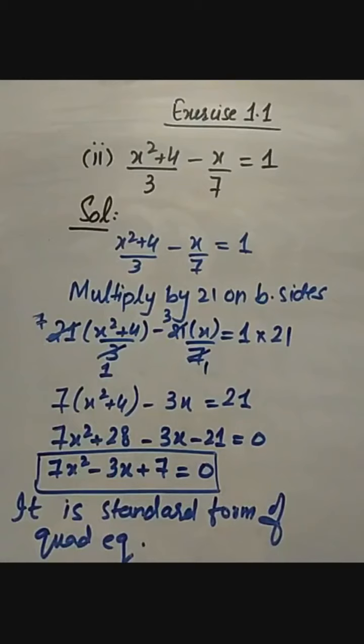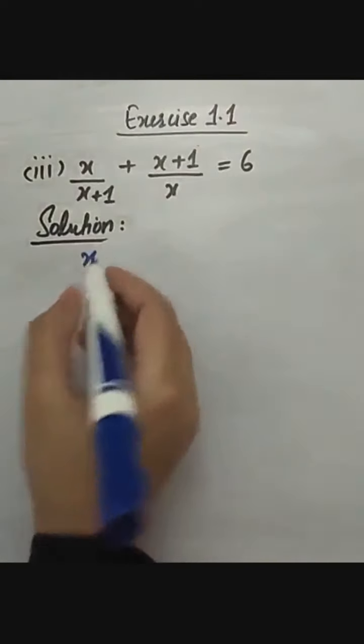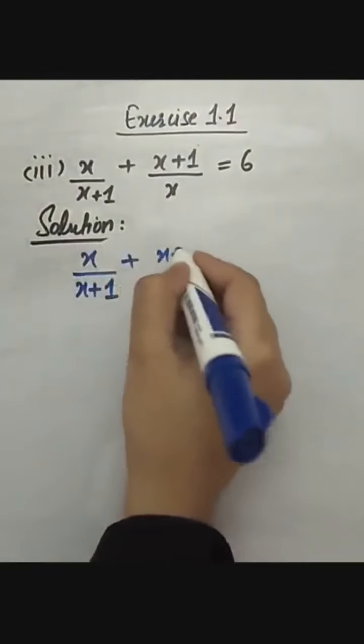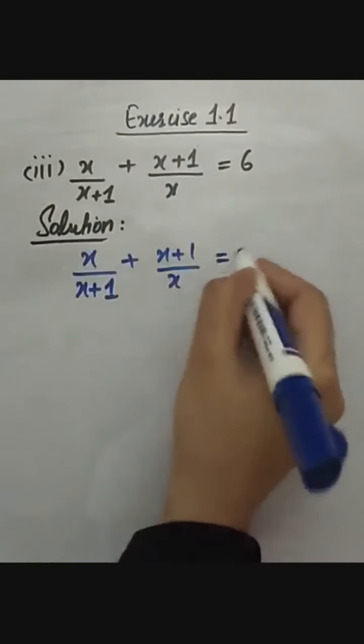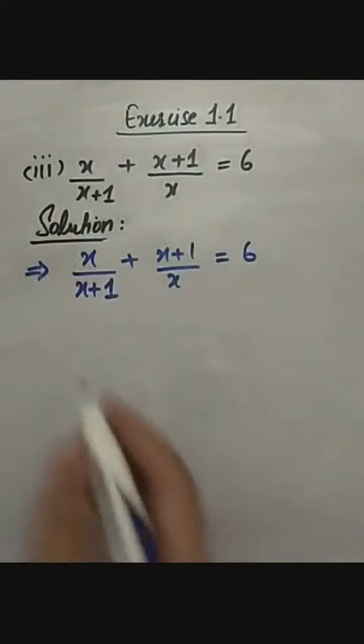Now we are going to solve part 3. Part 3 is x over x plus 1, x plus 1 over x is equal to 6. It is in fraction form, so we have to take LCM.